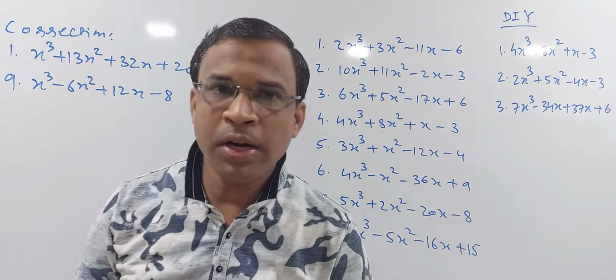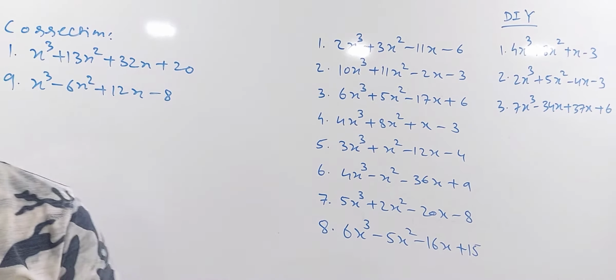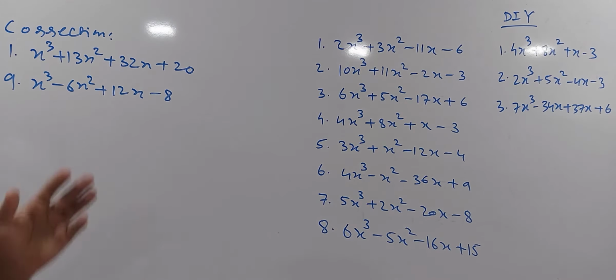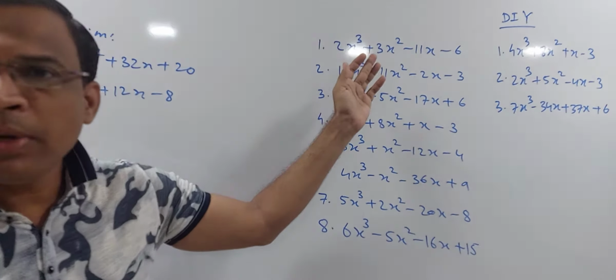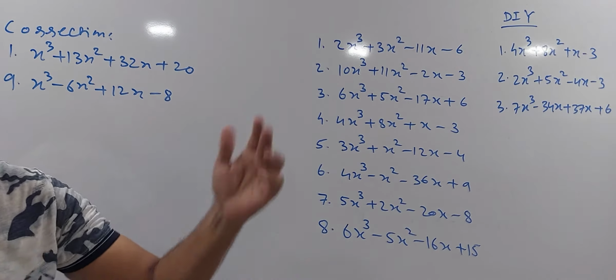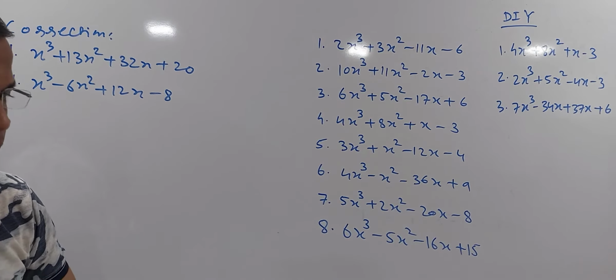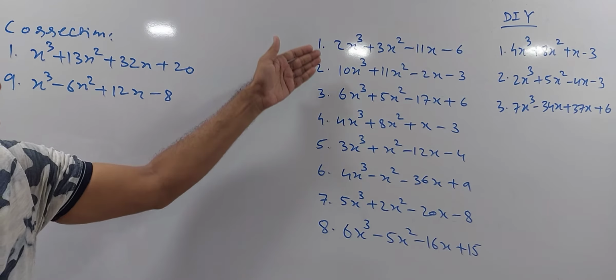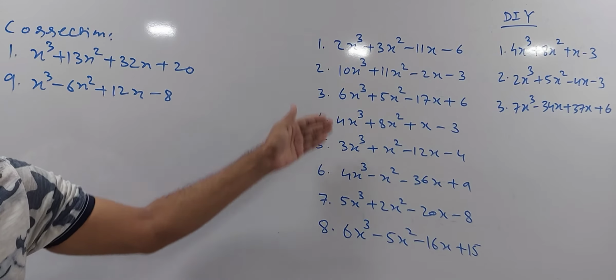Hello friends, welcome back. So we'll continue with the work which we have done in the last video. We took factorization of cubic polynomial, where the leading coefficient was 1. In all the questions which we took in the last video, the leading coefficient was 1. But here in this case, it is a different leading coefficient.